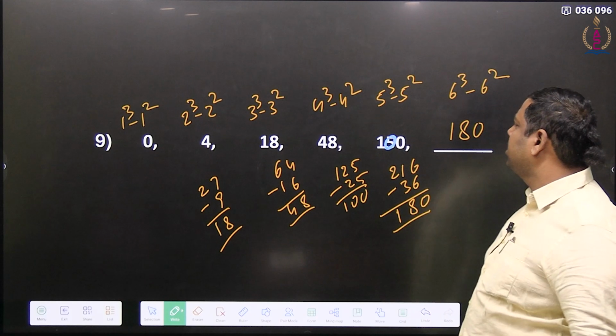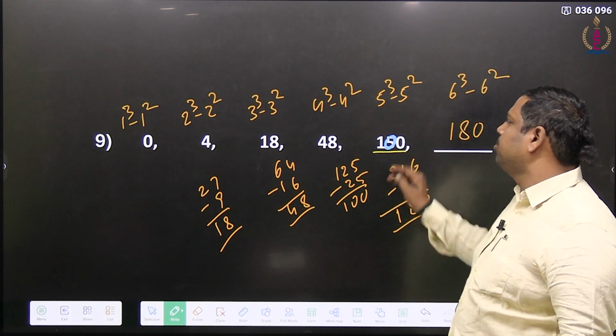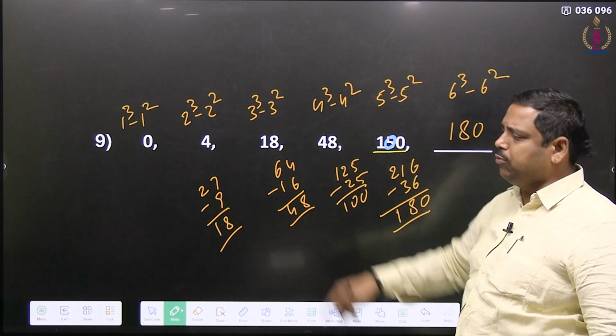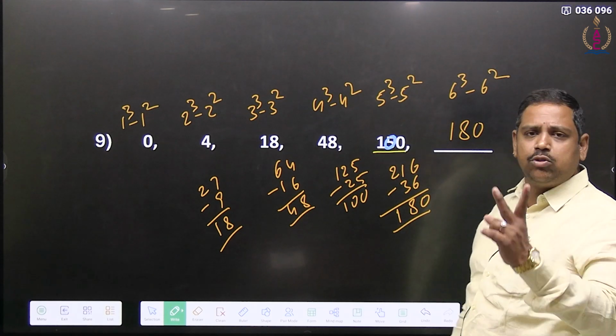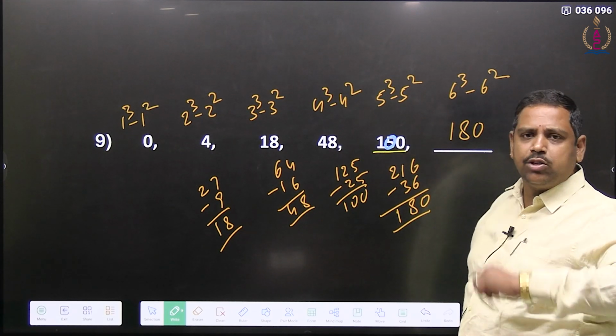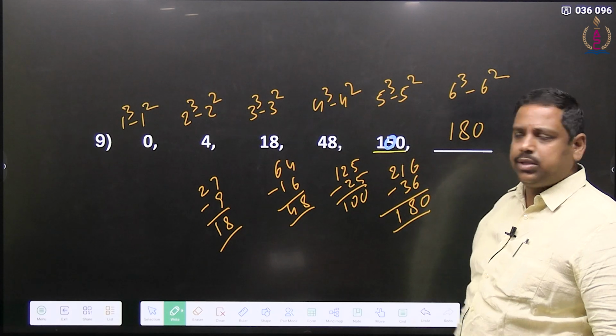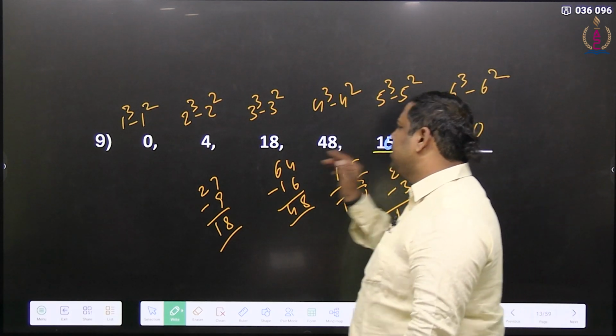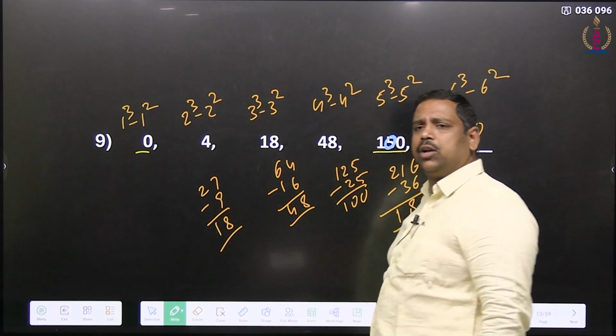0, 4, 18, 48, 100. So 100 is a magical number for us. Actually I have not written 4. 4 is also a magical number because it is 2 square, 2 cube minus 2 square. Yes or no? So that is the reason. Anyhow, leave it. 100 is a magical number, 0 is a supporting rule.